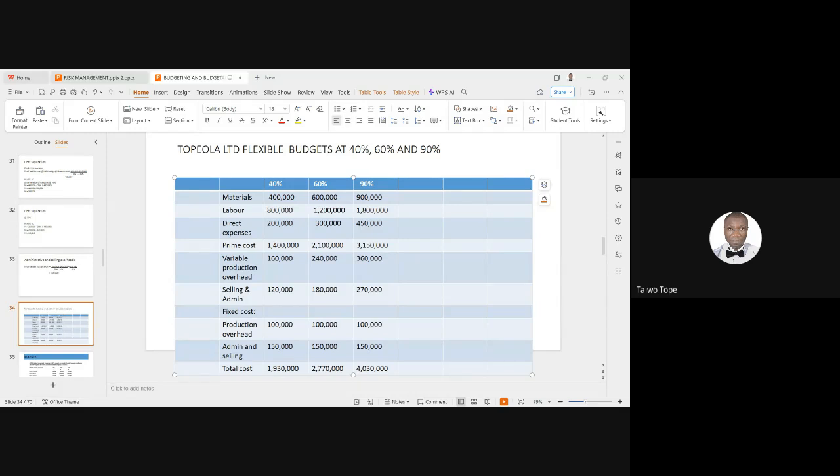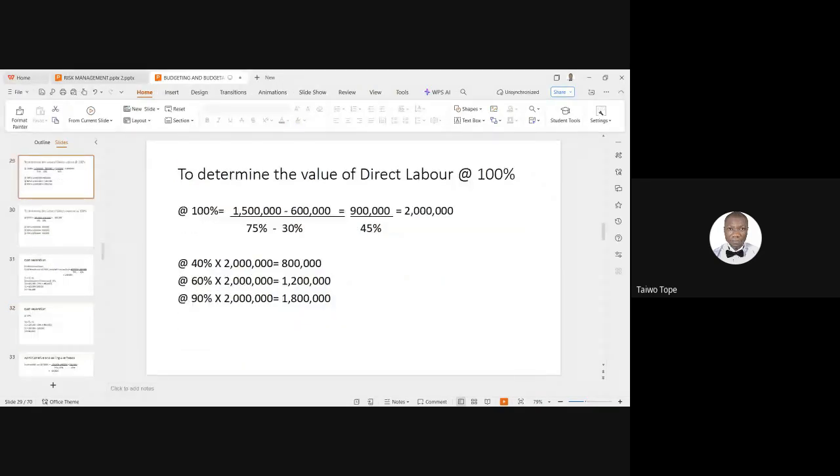The total cost at various activity levels. Hope the answers are correct. If yes, let's go back to the question. This is one level. Yes, sir. This is one.